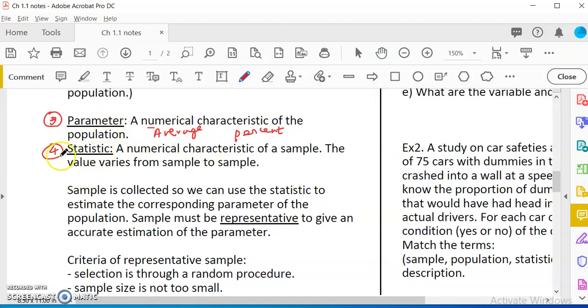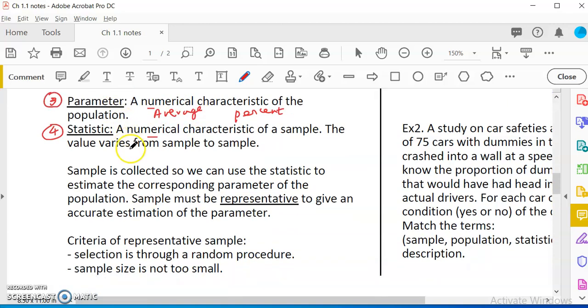Statistic is another term. It is also a numerical term, but it is a characteristic that you calculate from a sample. So you are doing the same average, the same percent, but it's the average or the percent from the sample. So anything that you calculate from the sample is called a statistic. Anything that you calculate from the whole population is called a parameter. Okay. If you are doing an inferential study, you would use your statistics to predict the population parameter.